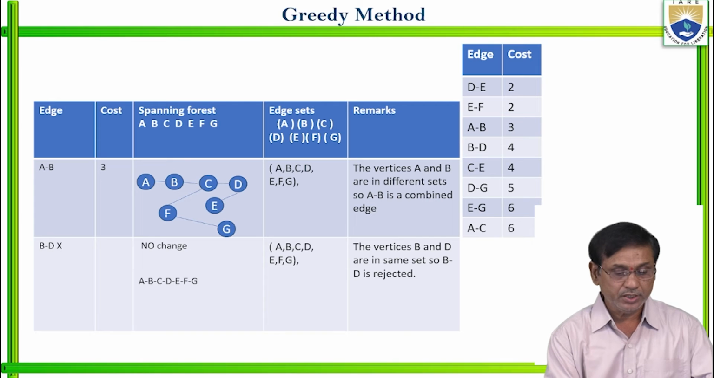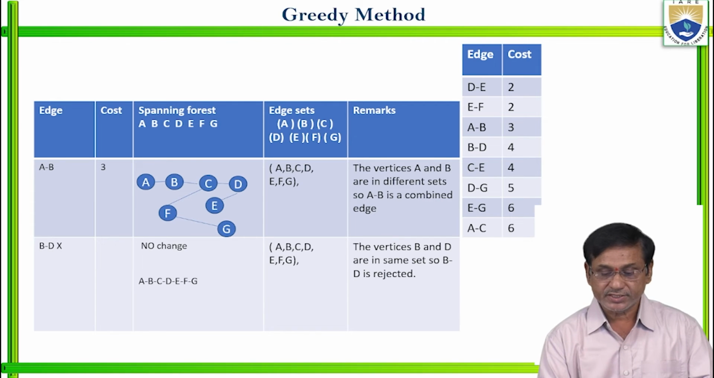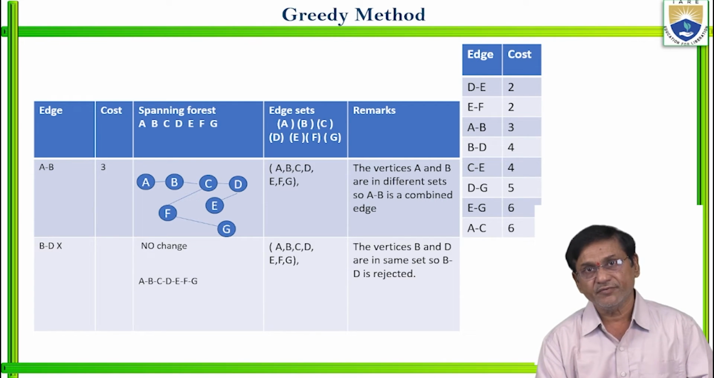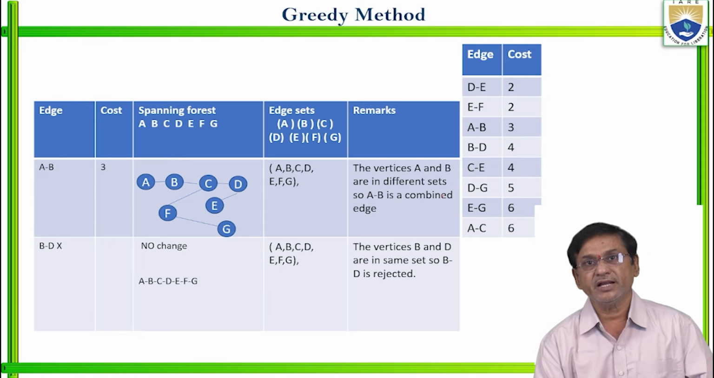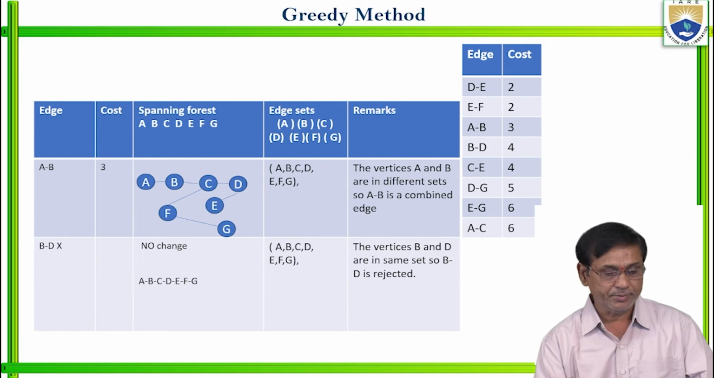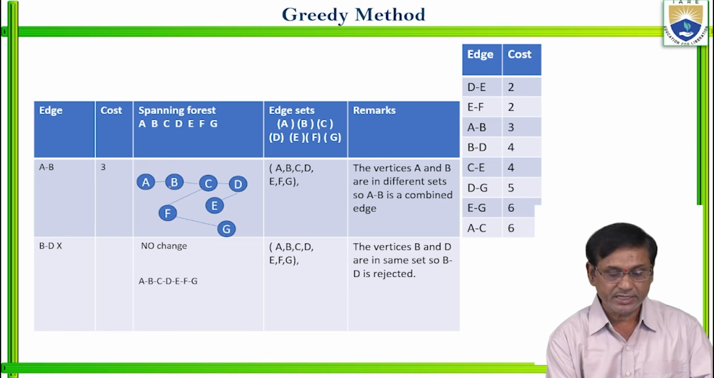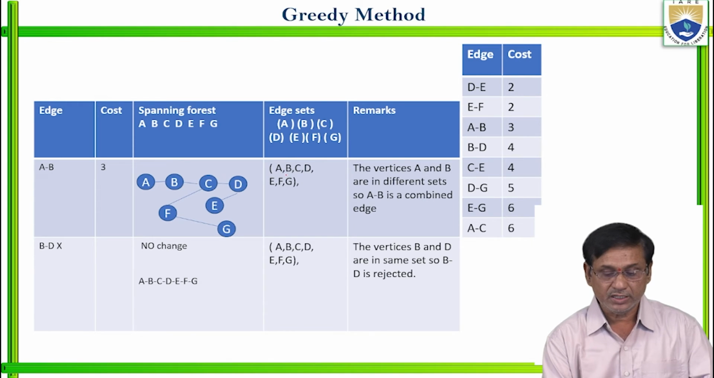Next, AB. The vertices A and B are in different sets, so AB is a combined edge. Join A and B by a solid line. So here all the vertices are connected: A, B, C, D, E, F, G. All the edges are connected.